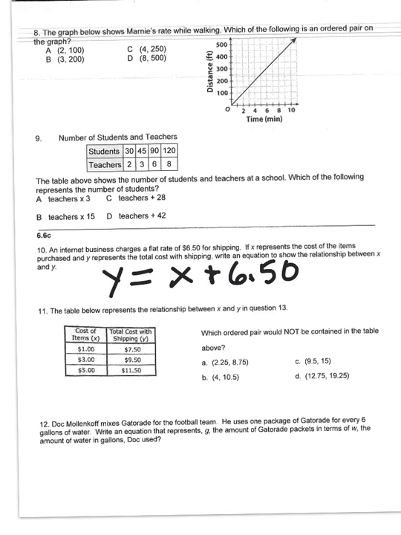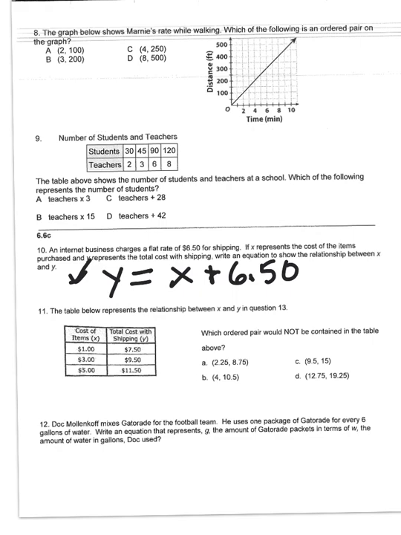Now we have a table, and it looks like it goes with this equation that we just wrote. So look, $1 plus $6.50, $7.50. $3 plus $6.50 is $9.50. $5 plus $6.50 is $11.50. So there's different examples of how this particular equation would work.